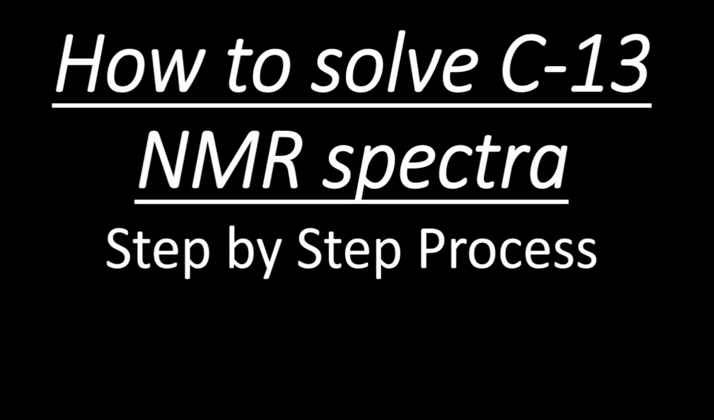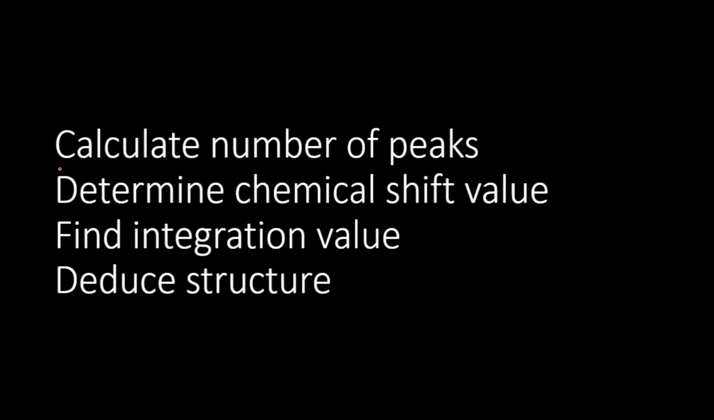Today we will solve C13 NMR spectra. This is a step-by-step process. Here some steps are given. First of all, we will calculate the number of peaks, as the number of peaks will tell us the different kinds of carbon atoms that are present in our molecule.